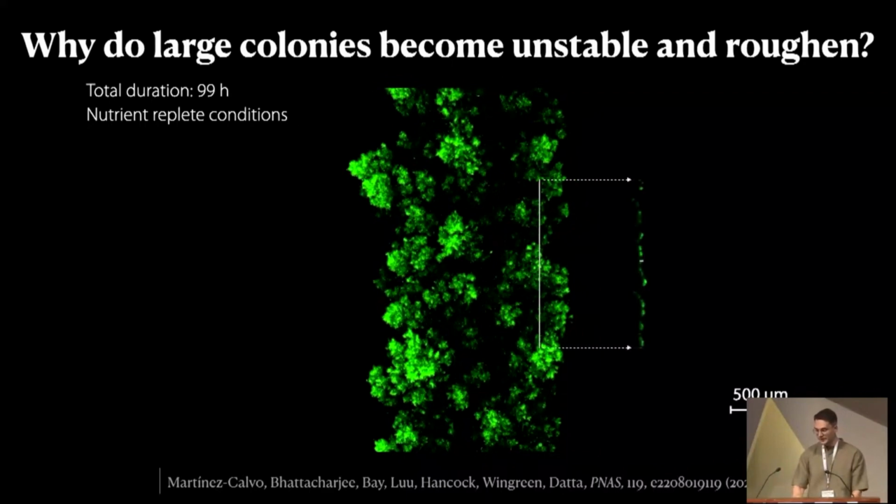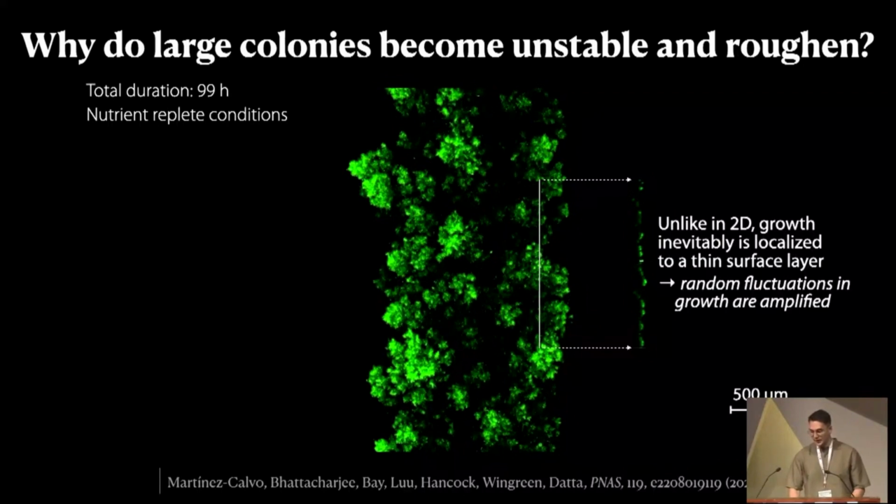You can take a slice through the axis of this cylinder. And if you inspect just the signal of GFP, you will see that only cells located at the periphery are metabolically active. That reports on the oxygen level there. So actually, only a thin layer is growing. So that makes sense that any shape perturbation will be amplified, eventually giving rise to these florets and rough structures.